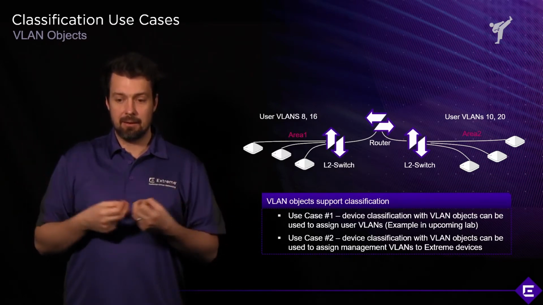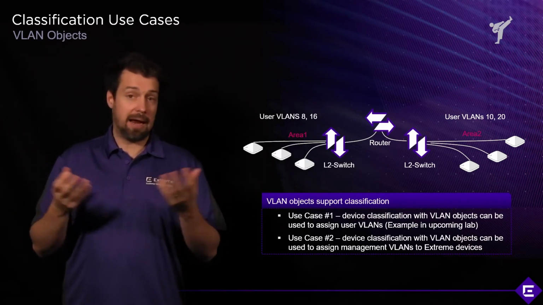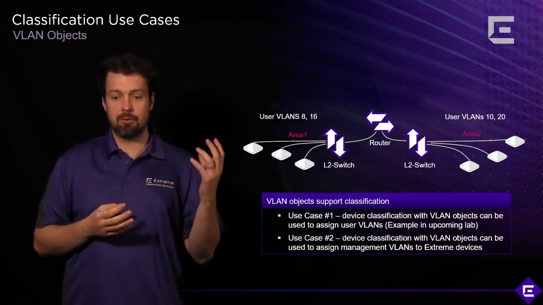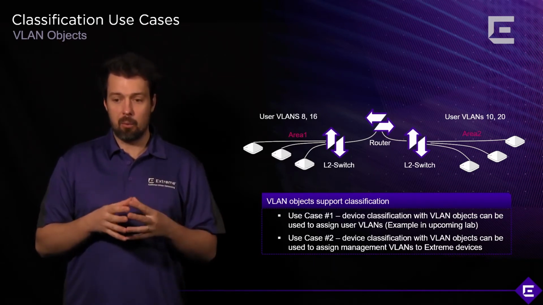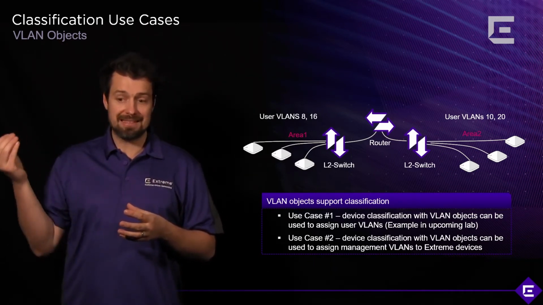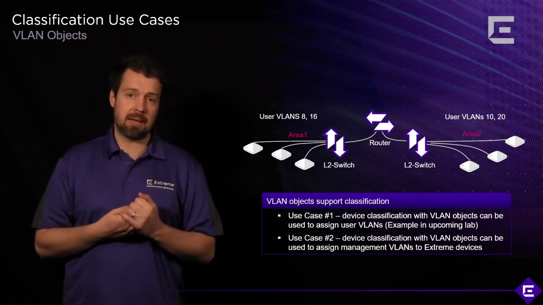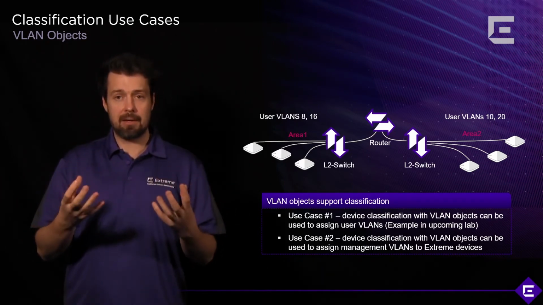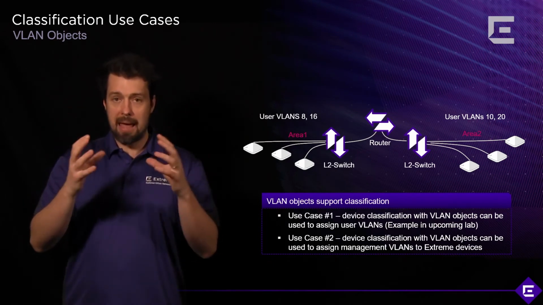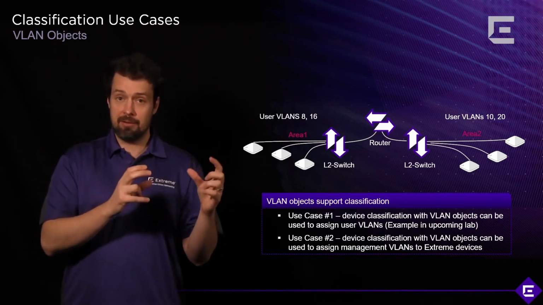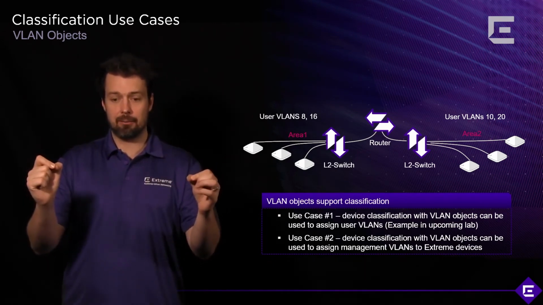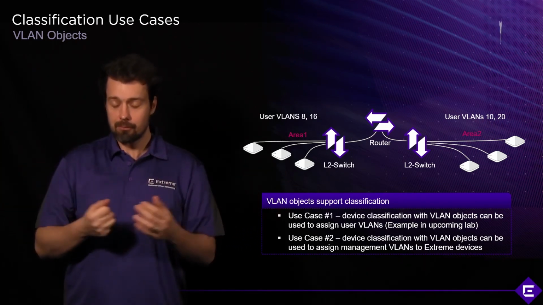And in floor number 1, or area number 1, as you see on the screen, you have user VLANs 8 and 16, whereas in floor number 2, we have VLANs 10 and 20. So different VLANs, but we're connecting the same types of users. So how would you create a configuration that would map these users to a different VLAN depending on where they're connecting? Well, you have two options.